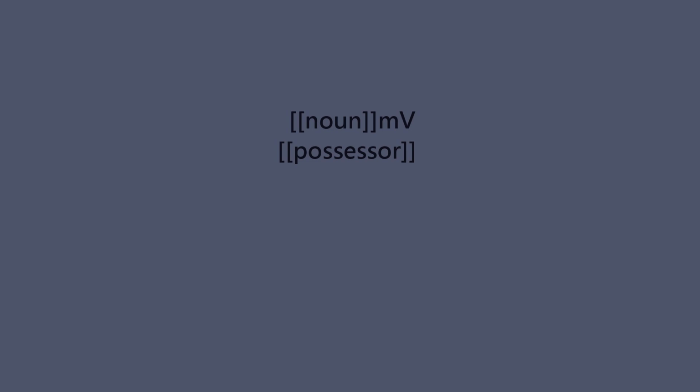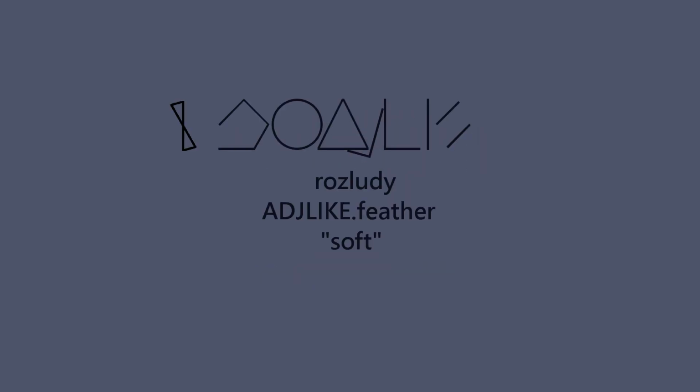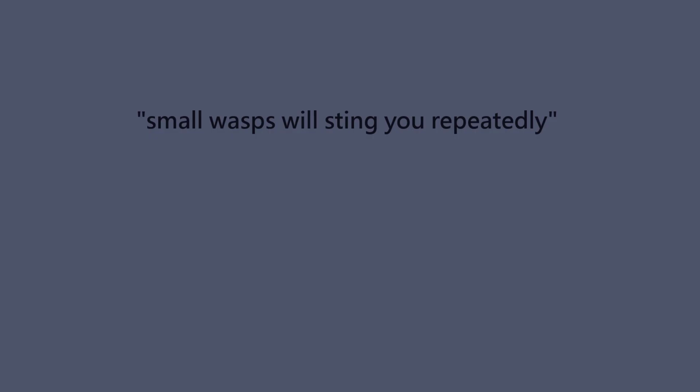Normally, adjectives go directly after the noun they modify. But if the noun has a specified possessor, then the adjective order goes noun, its possessor, the adjectives of the possessed noun, ril as a spacer if the possessor's adjectives are specified, and finally, the possessor's adjectives. Adverbs are basically adjectives with g added to make the prefix gr. Adverbs go right after the subject and its adjectives. So, small wasps will sting you repeatedly is damon ridera vid grizurogu mo gudamo.